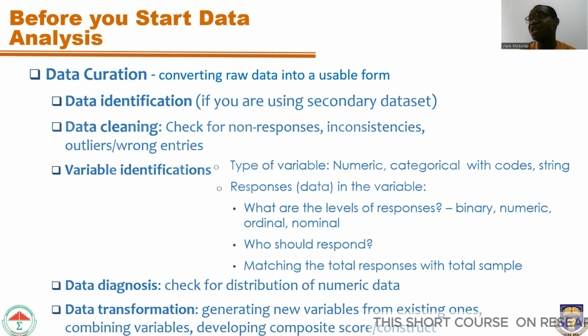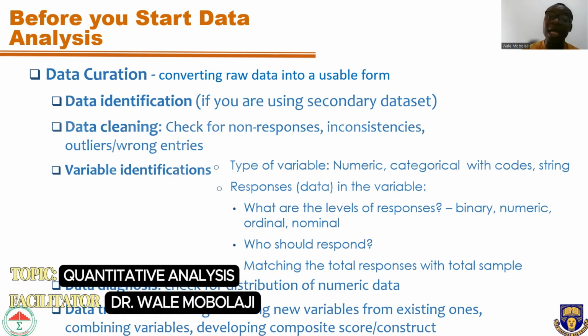For example, level of education, we see that as also categorical, but it's ordinal, because someone that has primary education, we could say is better off, in terms of education, than someone with no education. And someone with secondary education is better off compared to someone with primary education. And same thing for tertiary. So another thing you need to know is who should respond to your question. And then you also need to match the total responses with the total when you are doing your data cleaning.